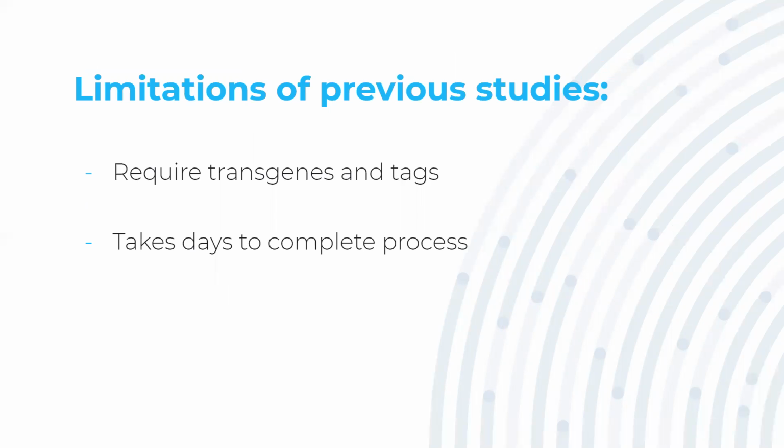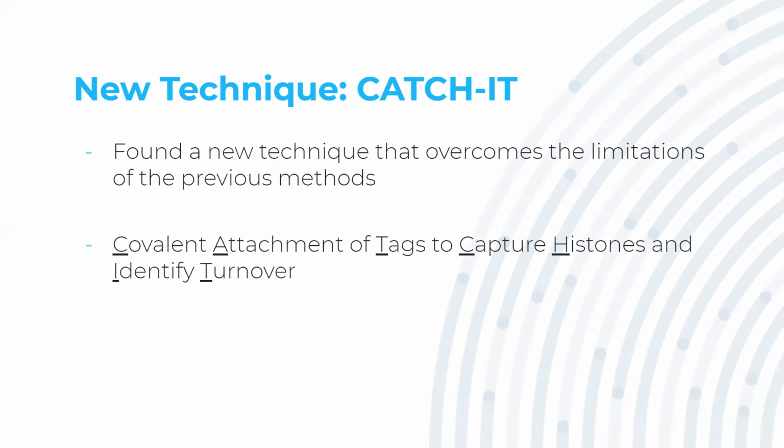Both of the studies have limitations. As I said, that last one is only limited to yeast. But they both require transgenes, which are genes from one organism that are artificially placed into the genome of a different organism. They both require tags. And of course, there's a time lag, so it takes days to complete the process. So Deal and the Heinekoffs wanted to develop a strategy that overcame these obstacles. Their technique is called CATCH-IT, which stands for covalent attachment of tags to capture histones and identify turnover.